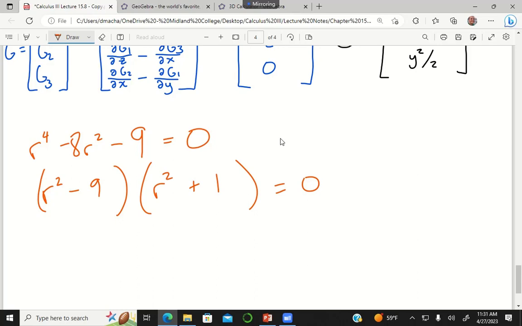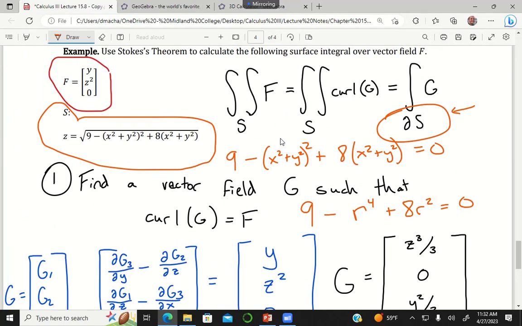So r squared plus 1, that's only going to have the roots i and negative i. We're only talking about real number calculus right now, so we don't have to worry about that. This has roots at r equals positive 3 and negative 3. But we're talking about r as the distance from the origin, and negative numbers as a distance from the origin don't make sense. So we can just think about r equals positive 3 as the solution here.